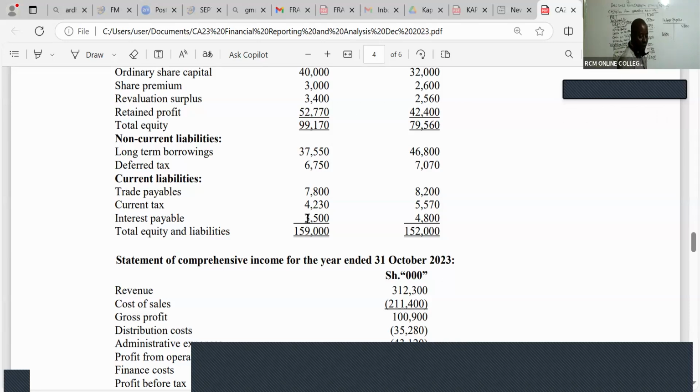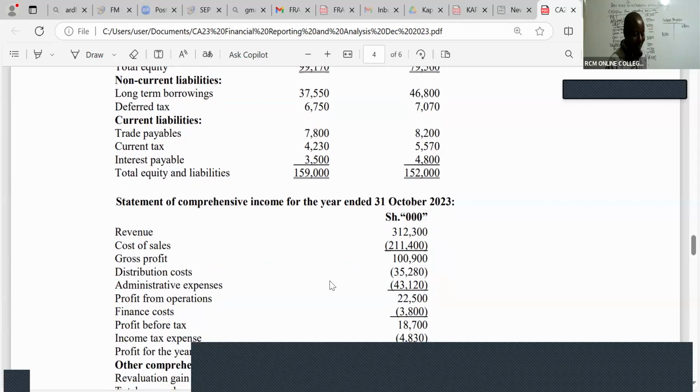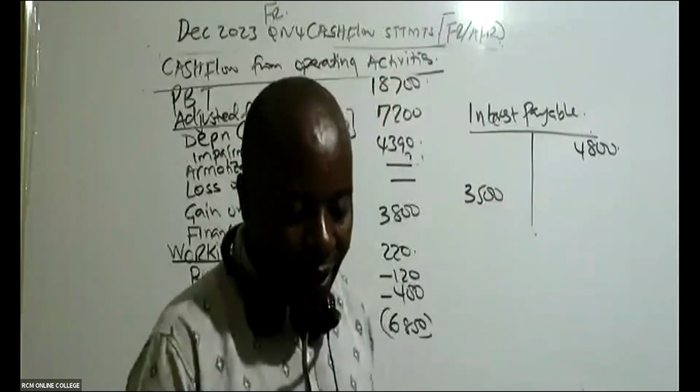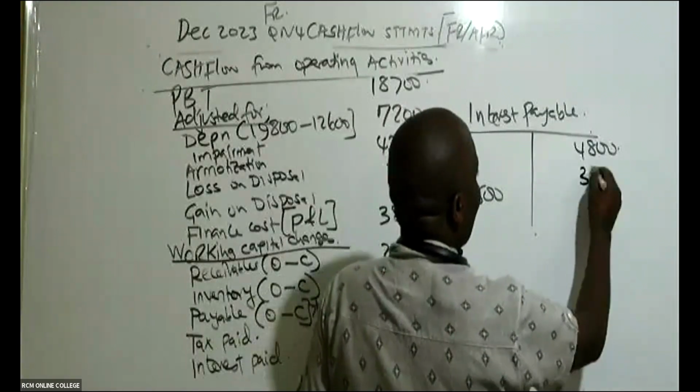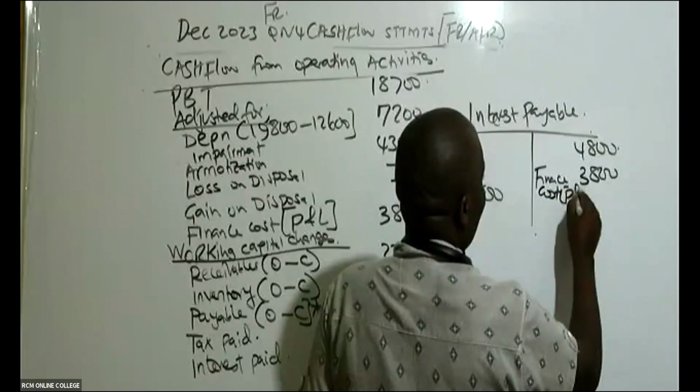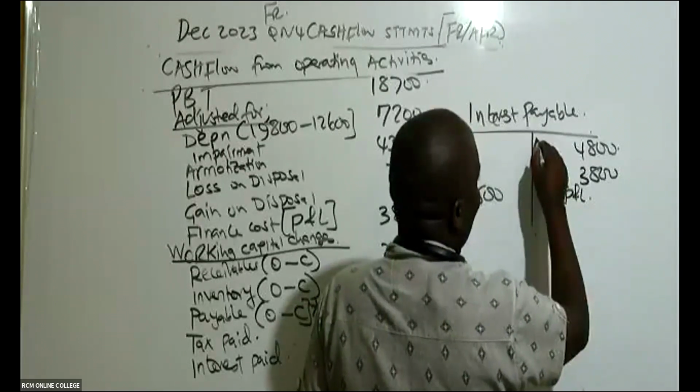Very easy. We ask ourselves, ladies and gentlemen, whether during the year we had any interest expense in the income statement. So you come to the income statement and look for finance cost. In this case, I'm given a figure of 3,800. This is the interest expense for the year. So we have 3,800 here, from the P&L. That is it. This is a balance brought down.